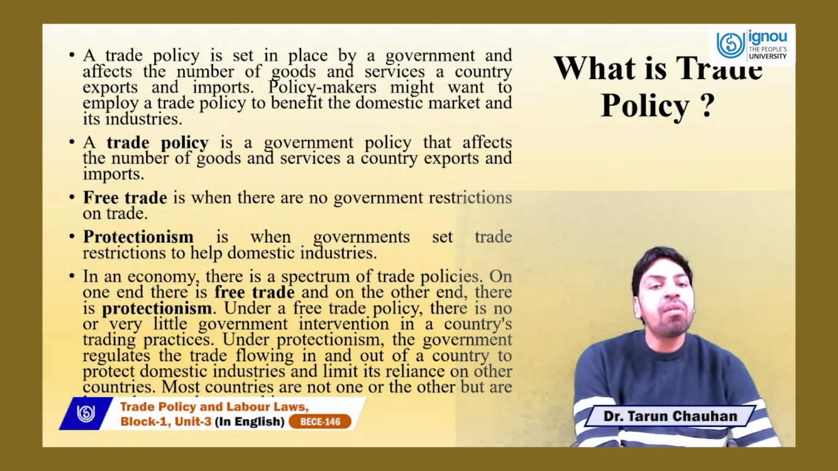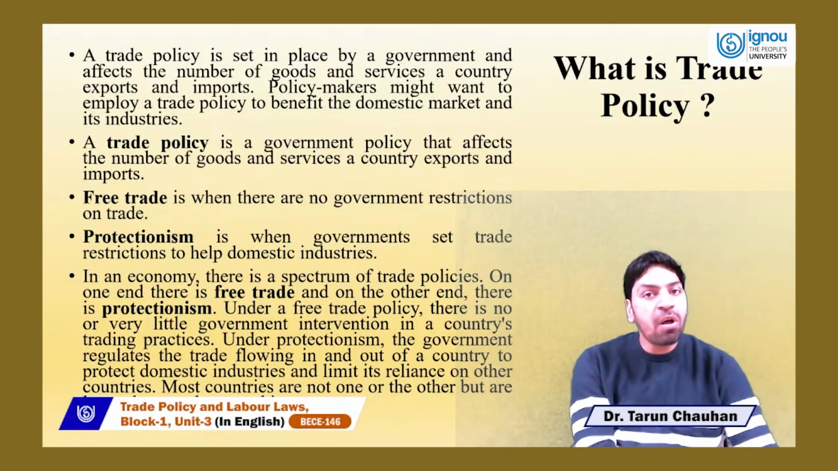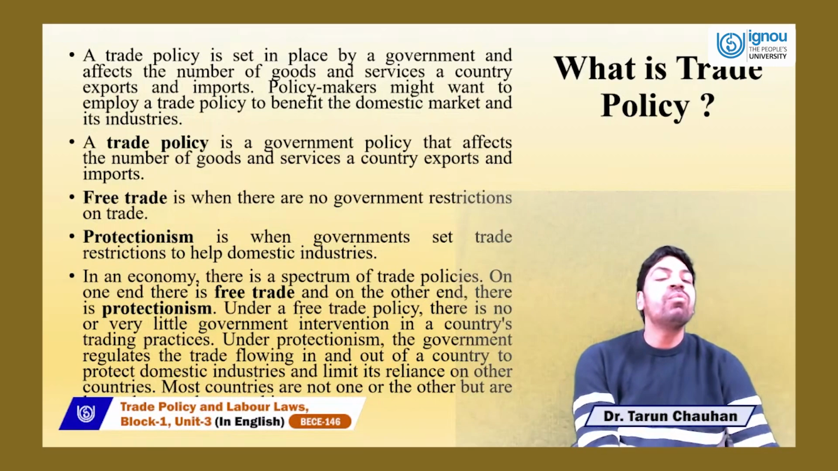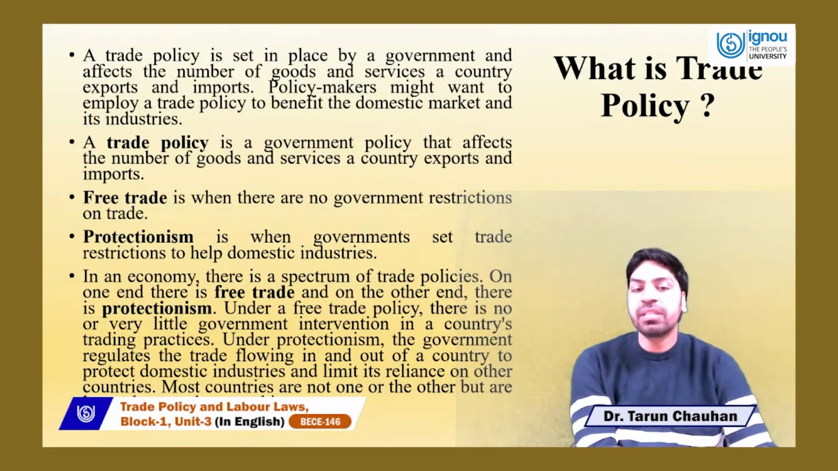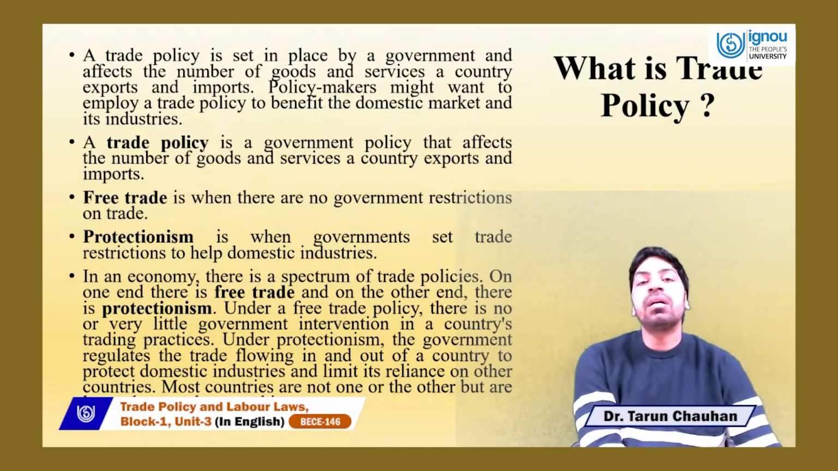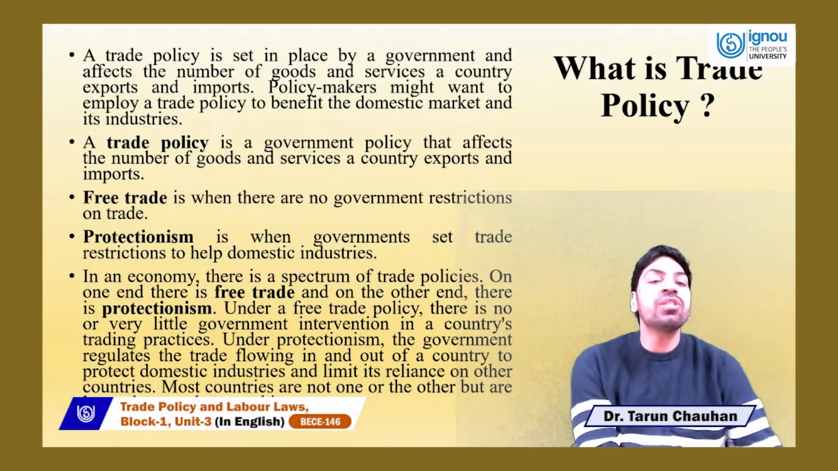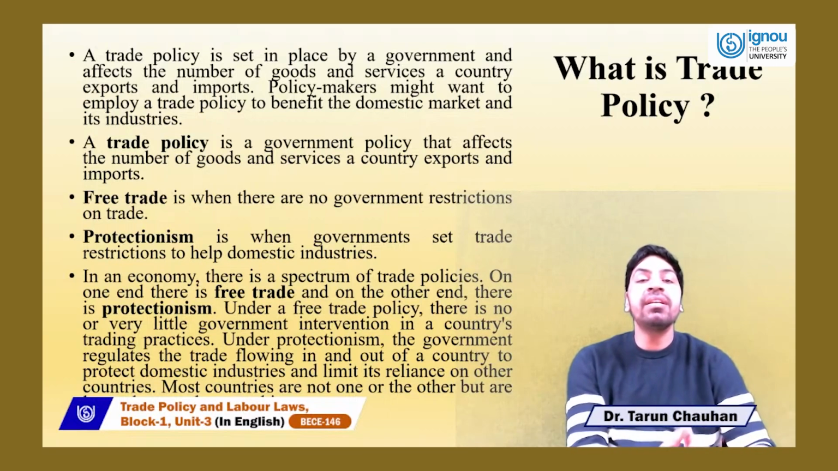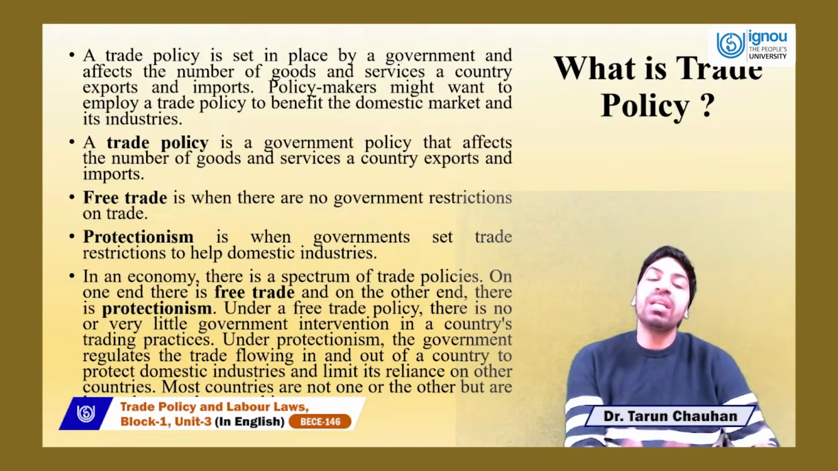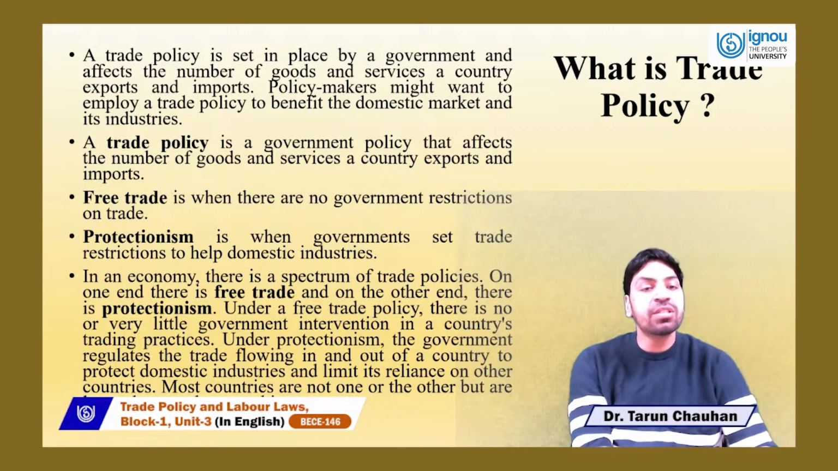So in a particular economy, there is a spectrum of trade policy, where the government follows policies in terms of import and export of goods and services, whether related to domestic industries or international industries. On the one hand, there is free trade, where there are no government regulations. On the other hand, there is protectionism, where the government plays a very significant role in putting up trade restrictions so that they could help the industries. It also prevents malpractices.